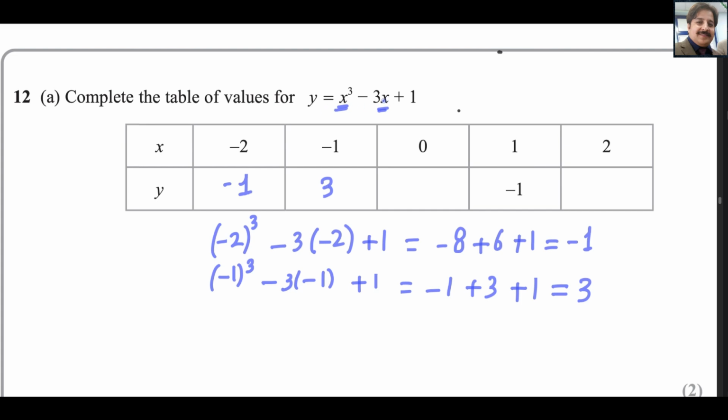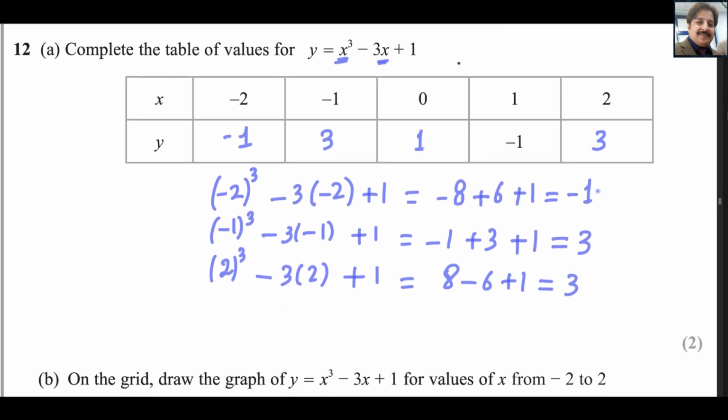When x is 0, both terms will be 0 and the answer will be 1. It is easy to figure out. Now replace x with 2, so it will be 2 cubed minus 3 into 2 plus 1. So it will be 8 minus 6 plus 1, and the answer will be 3. So this is 3. Okay, so the table is completed.